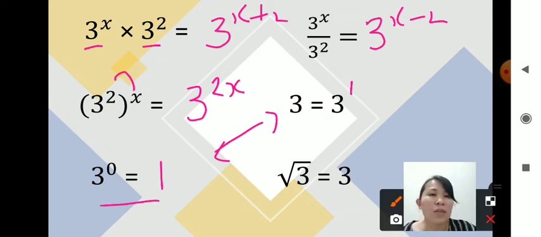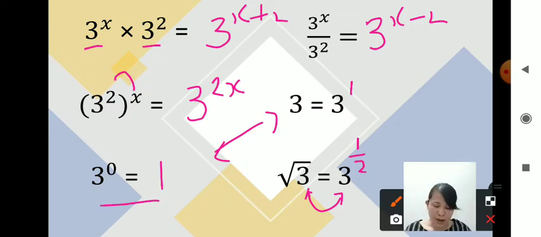Okay, the last one we have square root of 3. Square root of 3 can be written in the index form as 3 to the power of half. Okay, so 3 to the power of half is equal to square root of 3. And square root of 3 is equal to 3 to the power of half. Okay, I hope you can understand.